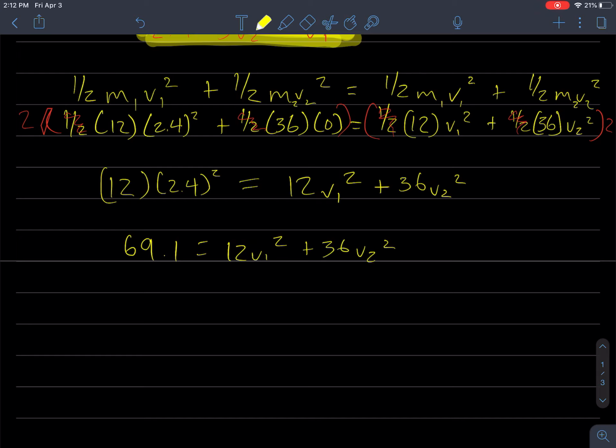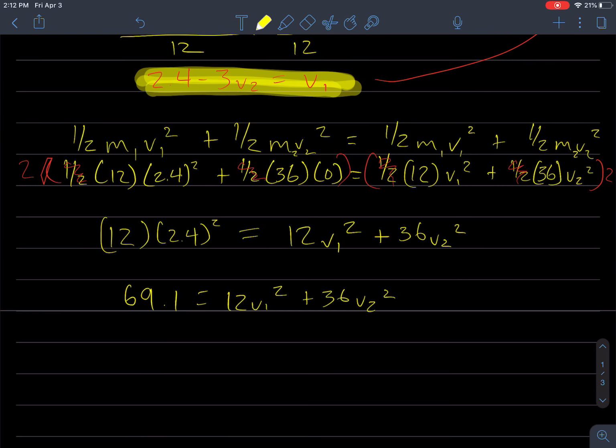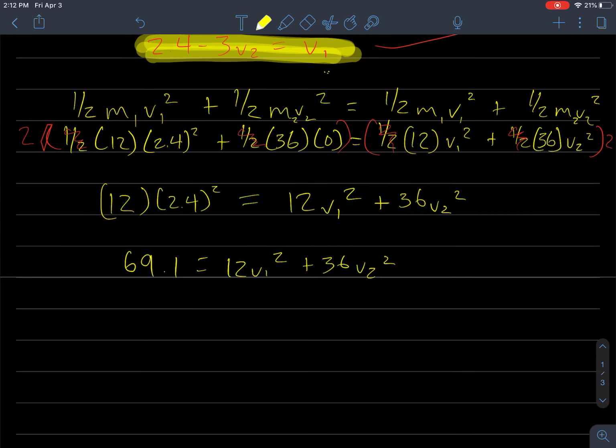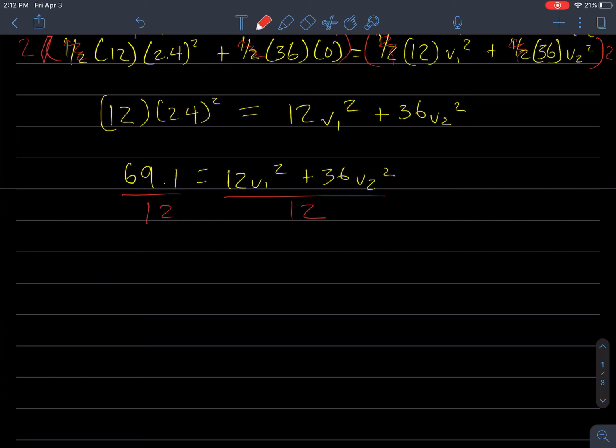Now again, in this case, one of our goals is that we want to get rid of all the numbers that we have so that we can just get V1 isolated again, so we can use this formula back up here. So what we're going to do is divide basically everything by 12. And so what we end up with, dividing both sides by 12, we get 5.76 on this left-hand side, and then we get V1 squared plus 3 V2 squared here.